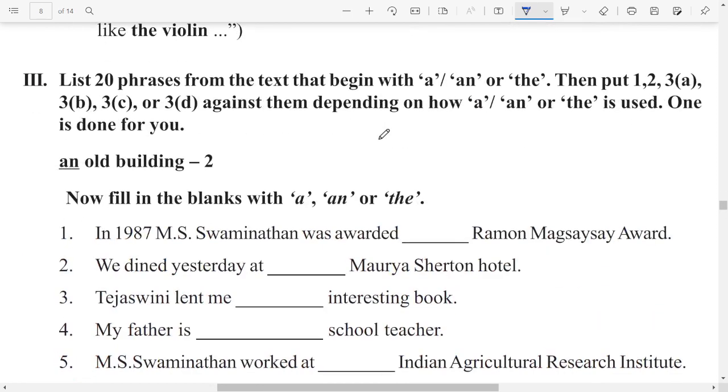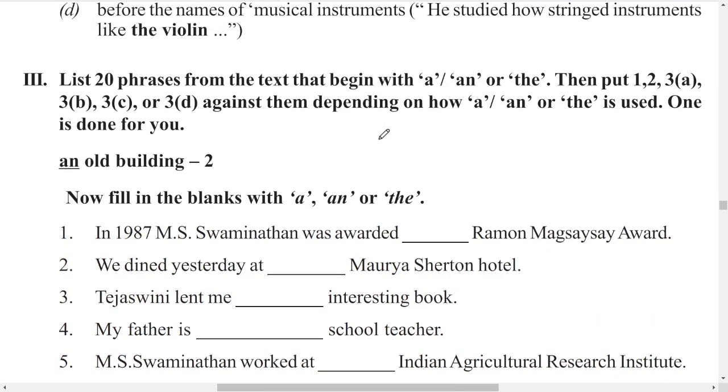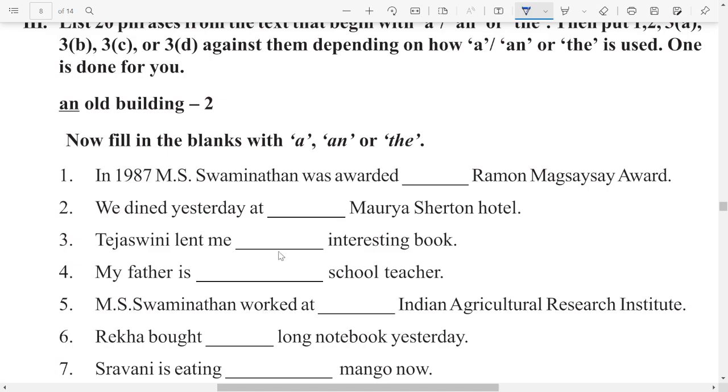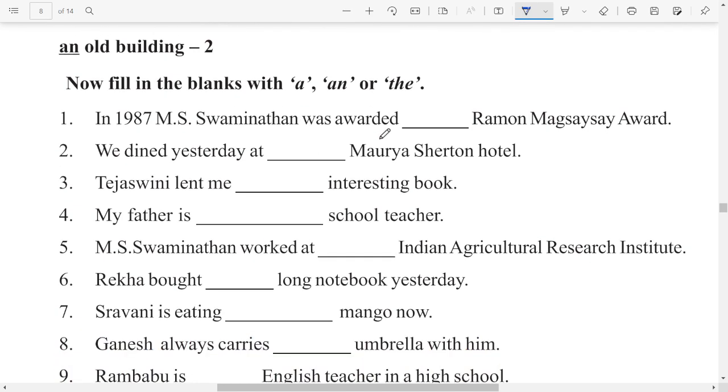Right? Next, now let us look at this. We have articles here, a and the. Very simple, you need not read all this. You have to place the articles before them carefully, based on the rules that you have above. Look at the first one. In 1987, MS Swaminathan was awarded dash Raman Magsaysay award. Here we have to go with the, because this is a unique award, so here we have to use the Raman Magsaysay award.